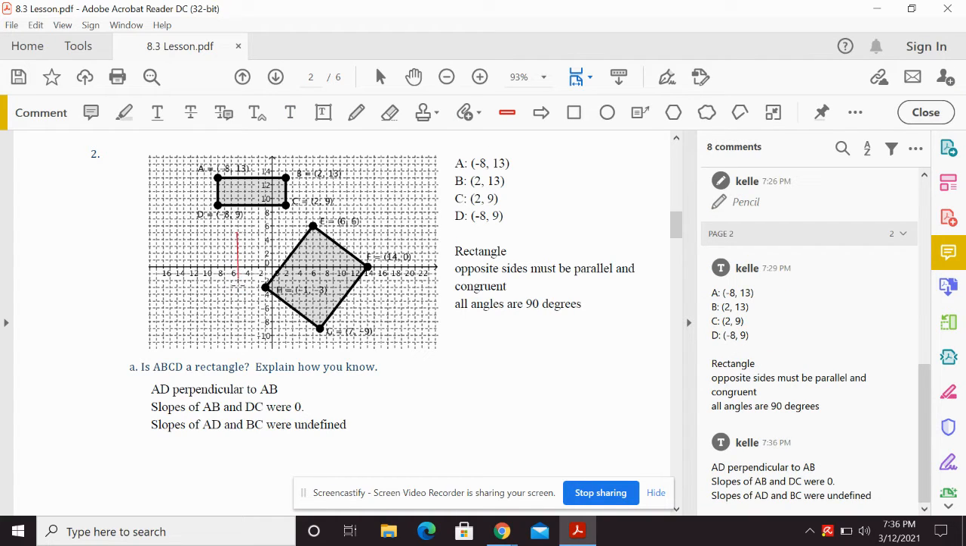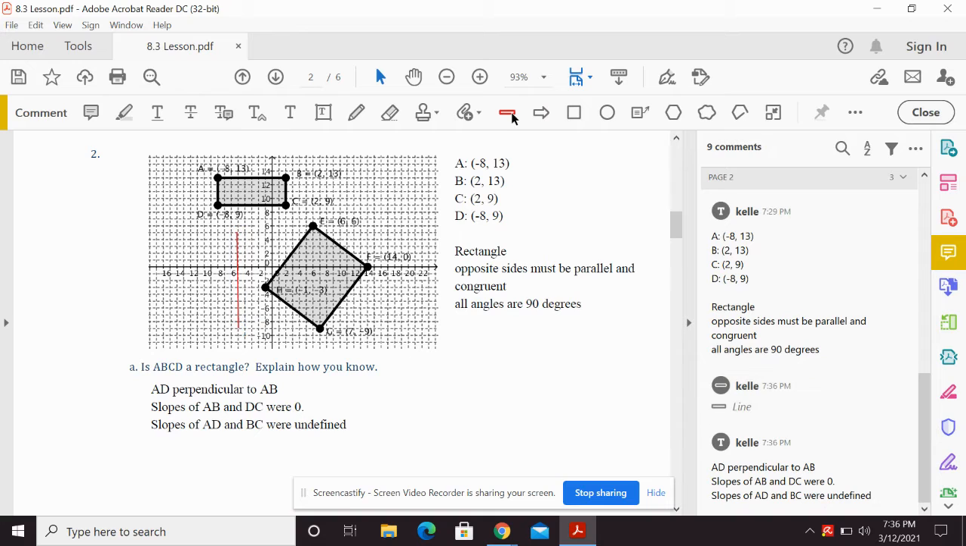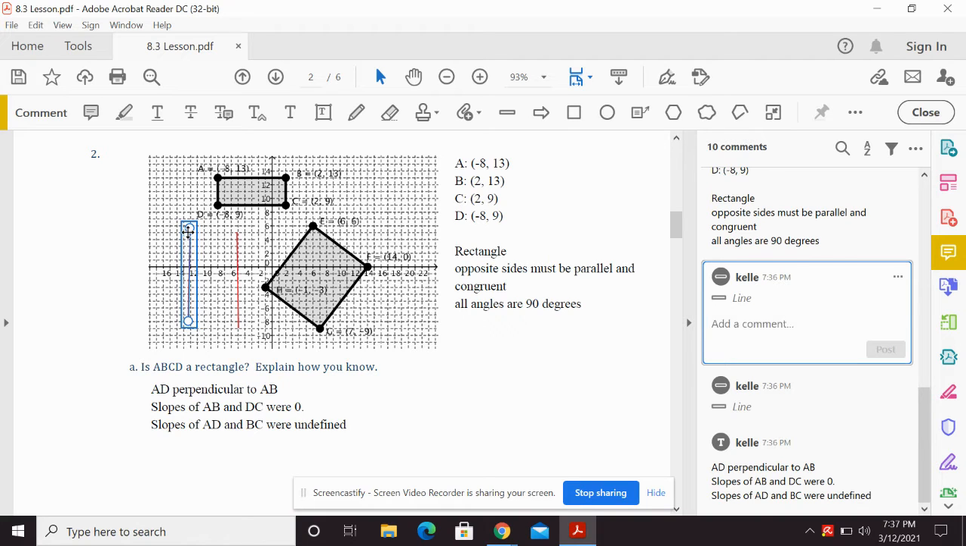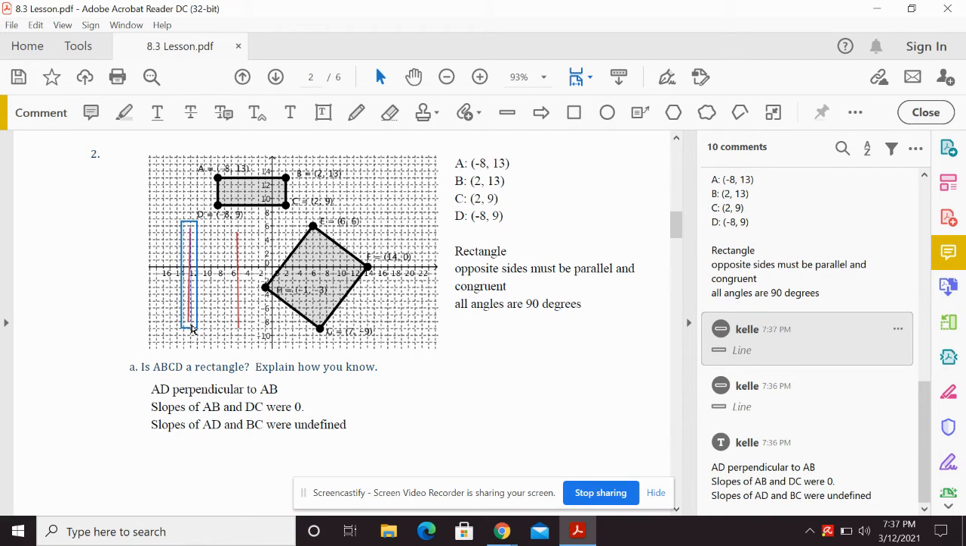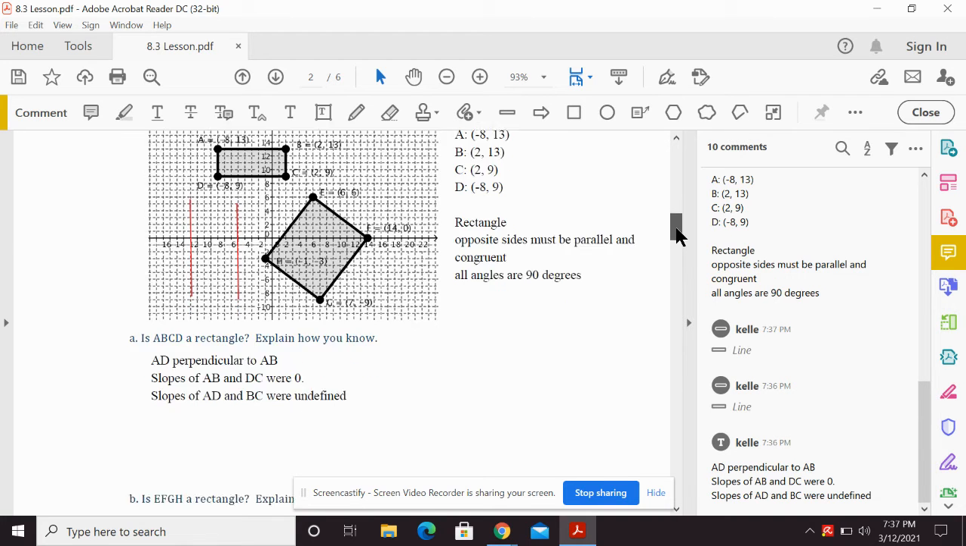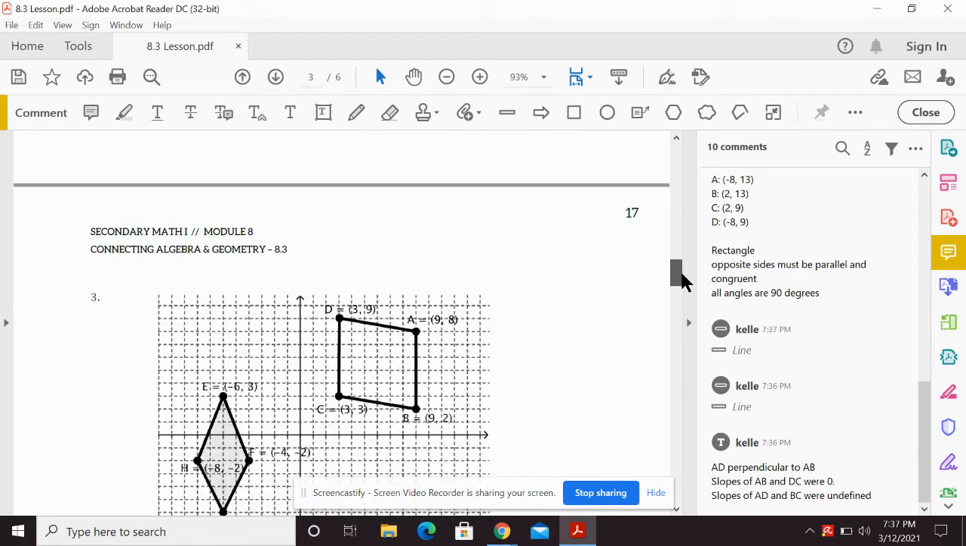Okay, if I were to draw it, I could draw in horizontal lines, and they would all be perpendicular to my vertical line, as long as they are straight. Horizontal and vertical lines are perpendicular to each other. So, yes, ABCD is a rectangle. We did that one in class.